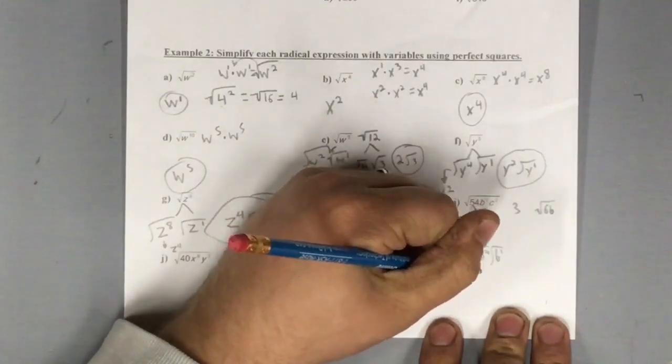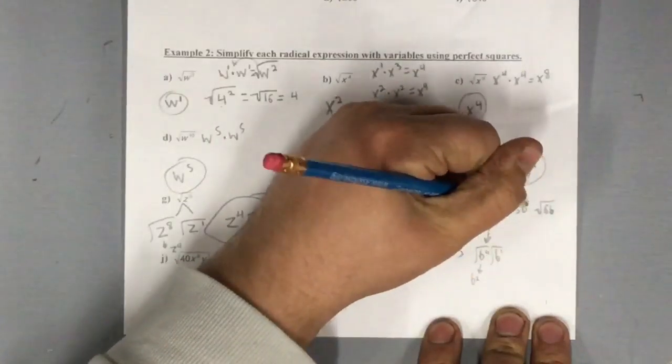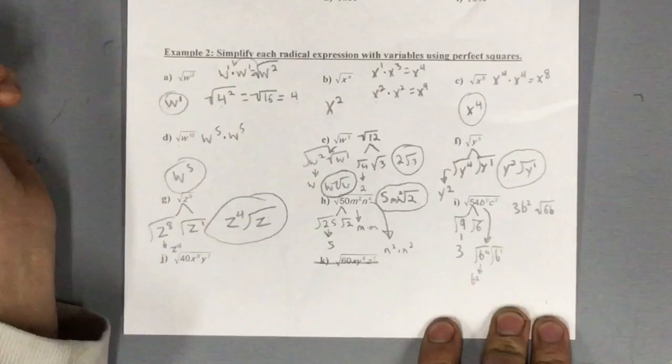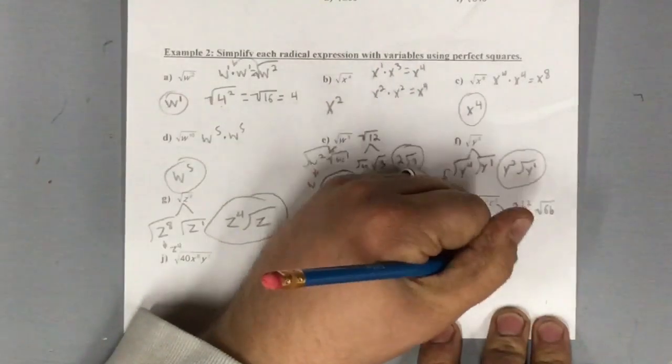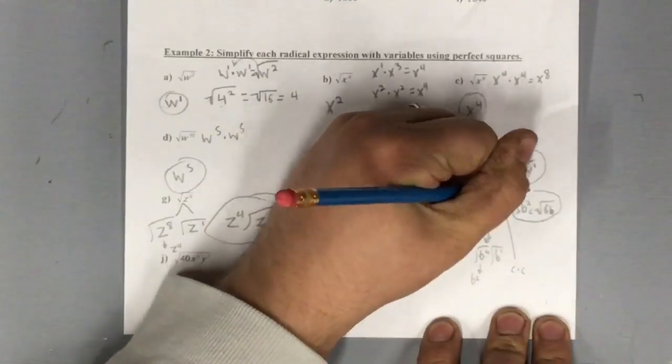B to the fourth breaks down to b squared times b squared, so that can be written down at the outside. C to the second power is even. I can divide it by 2. C squared can be broken down to c times c, so 1c comes out and I'm finished.